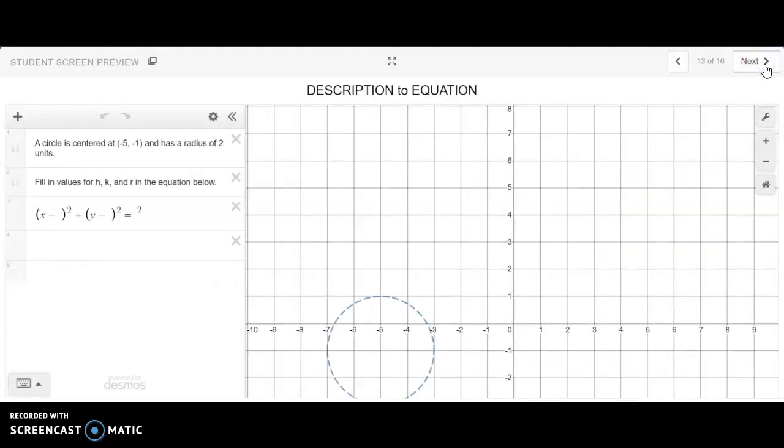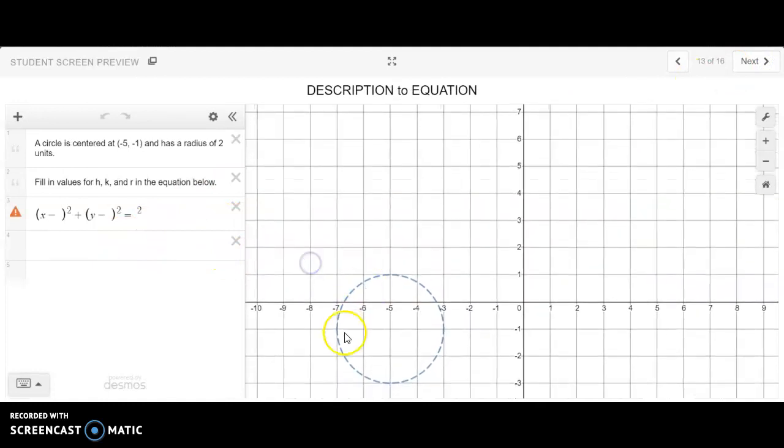All right, and just like that slide, you're going to do the same thing here. You're going to try and write the equation of this blue circle, and this blue circle has a center at -5, -1, and it has a radius of 2. Now just keep in mind that you're looking for the opposite. So if this says -5, your h value is going to say +5. So you may need to adjust that minus sign right there.